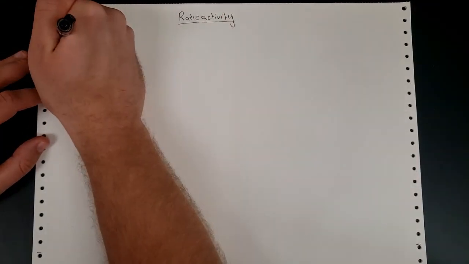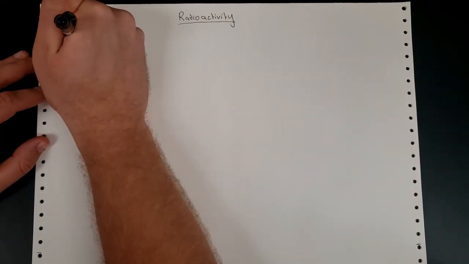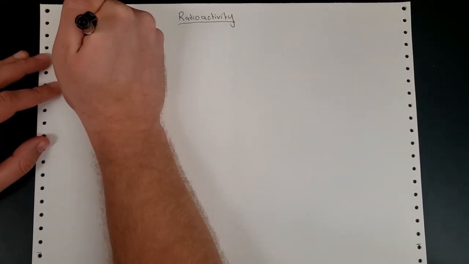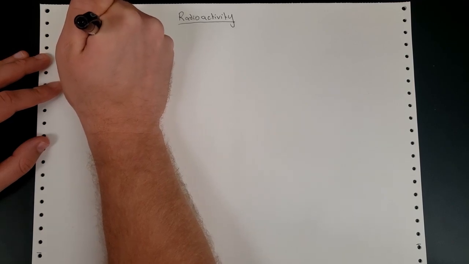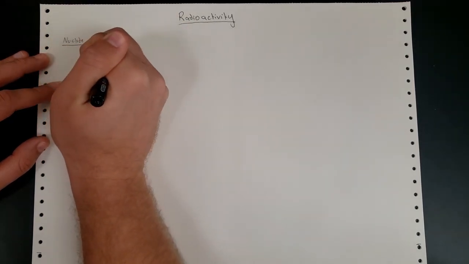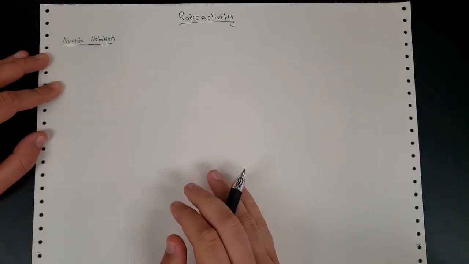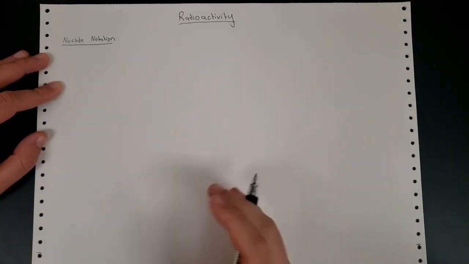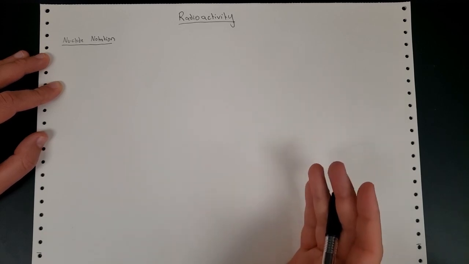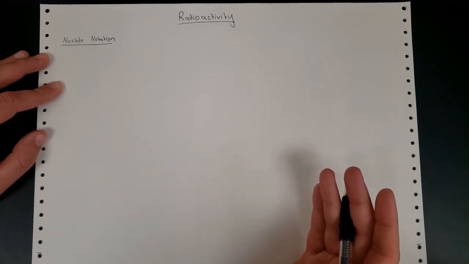Before we talk too much about radioactivity itself, we have to understand what's called nuclide notation. Basically all you need to understand about this is it's a way of identifying a certain element's isotopes, because each element has a certain number of isotopes, which just means different numbers of neutrons.